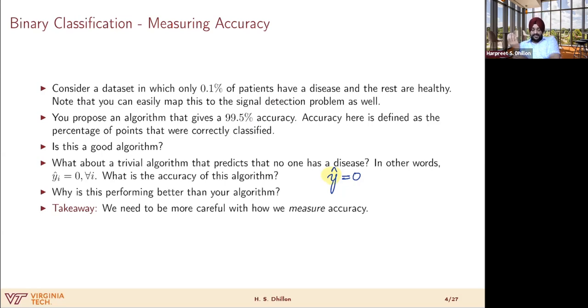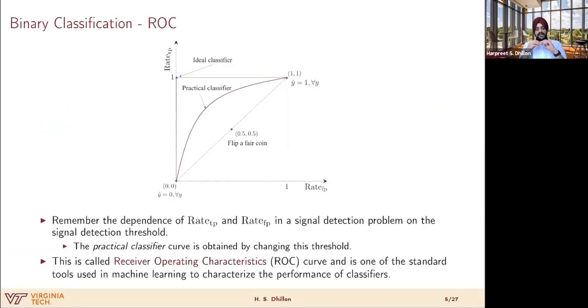So then the obvious question to ask is, why is this performing better than the algorithm that you designed, right? And the takeaway is that we need to be very careful in how we measure accuracy, right? So your algorithm might actually be doing better on the data points that matter. But it's just that since we are looking at a very naive measure of accuracy, we are not able to capture that. Okay? And that is captured, interestingly, using the idea of a receiver operating characteristic curve.